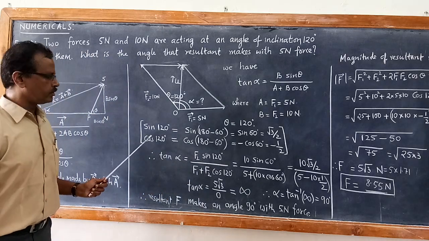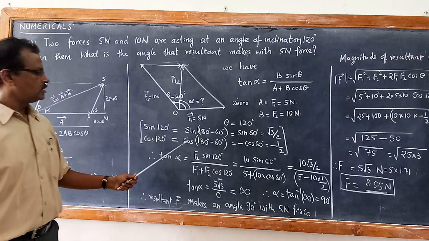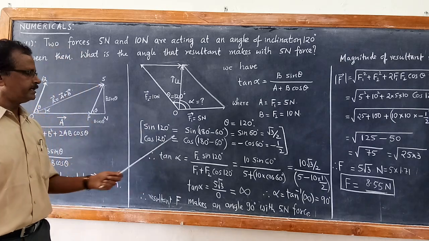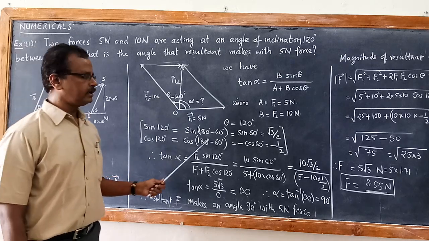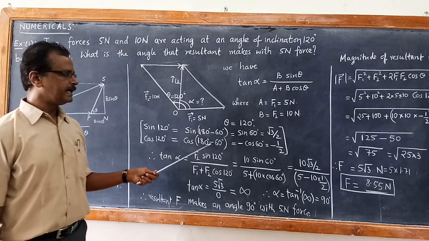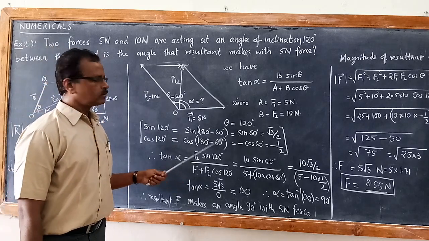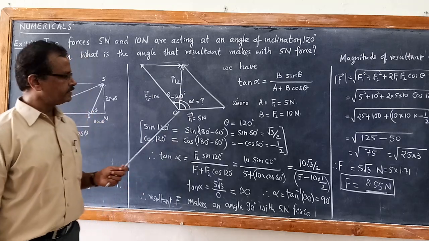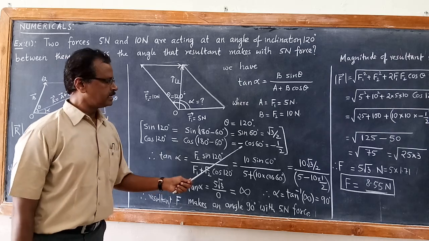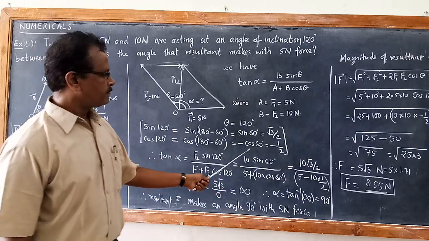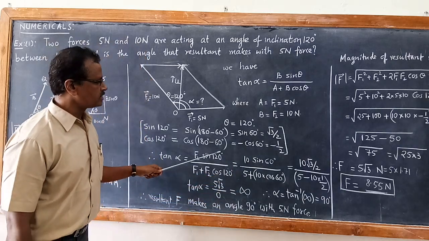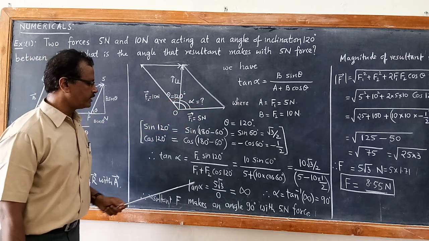Similarly, cos 120 can be written as cos of 180 minus 60. Again, it is in the second quadrant. In the second quadrant, cos takes a negative value. These are the things I think you have studied in trigonometry, and you are going to study again in mathematics. So cos 120 is equal to cos of 180 minus 60, that is minus cos 60. Cos 60 is 1 by 2, therefore it becomes minus 1 by 2. We are going to make use of these values in the above equation.